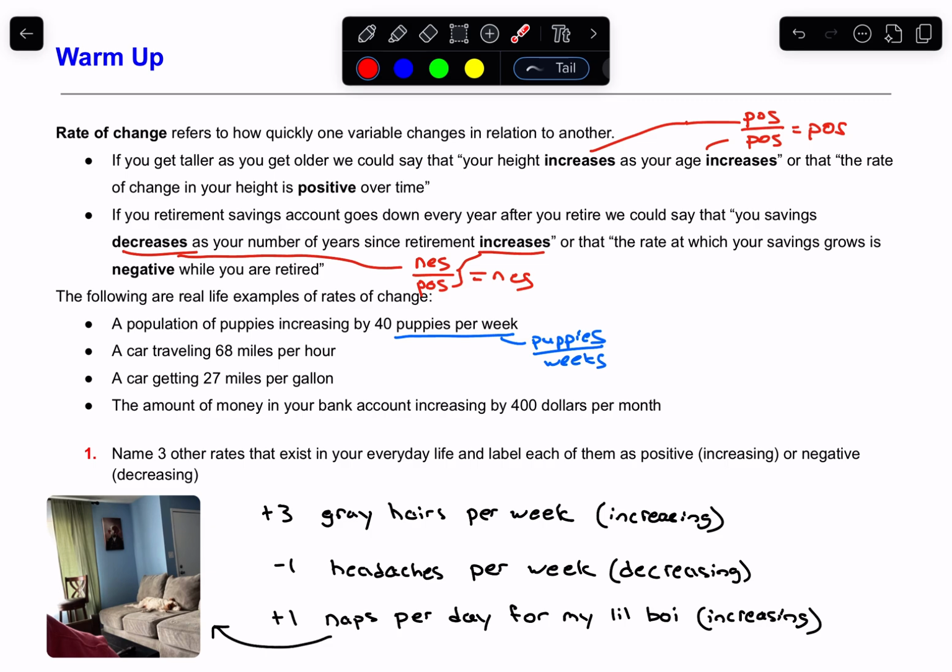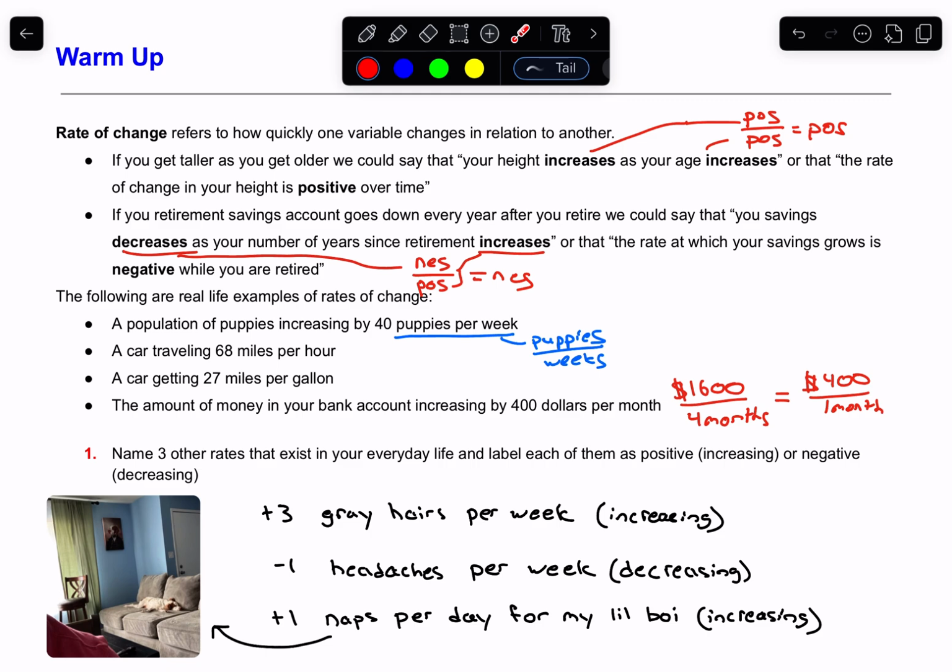If the amount of money in your bank account increases by $400 per month, it might be that it's going up $1,600 in 4 months, but we calculate that 1,600 divided by 4 to be $400 per 1 month. And then when we express the rate of change, usually we reduce it to be out of 1 month because it's easier to understand.